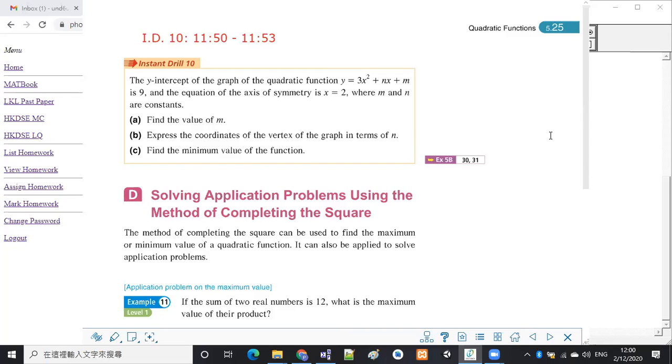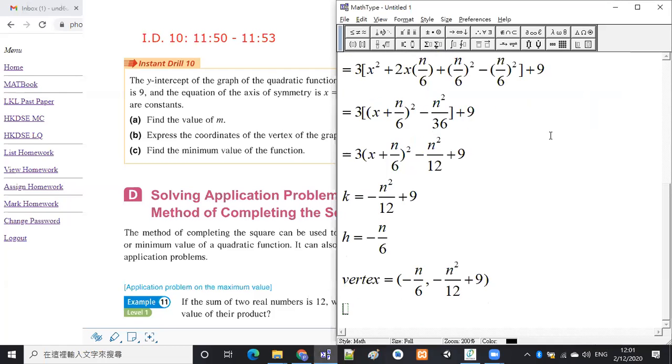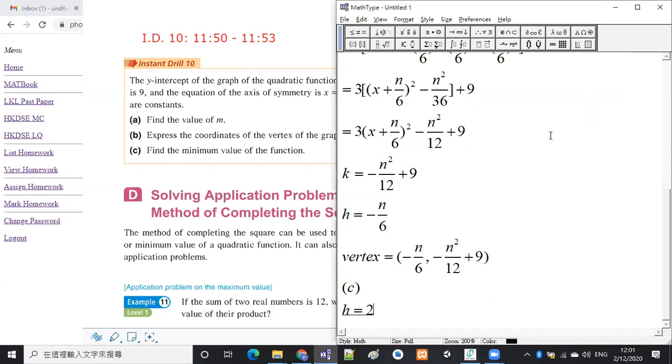Next, part C, find the minimum value of the function. If you look at the question carefully, there is one more piece of information given by the question, but we have not used it yet. That is the equation of the axis of symmetry is x equals 2. Okay, axis of symmetry, the formula is x equals h, and now it is x equals 2, which means that the question told us that the h value should be equal to 2. So the given information is h equals 2.